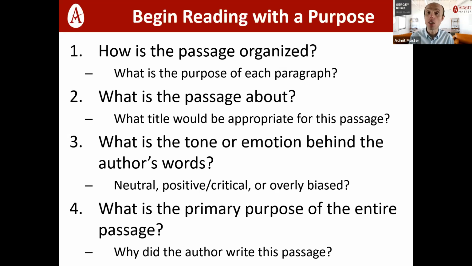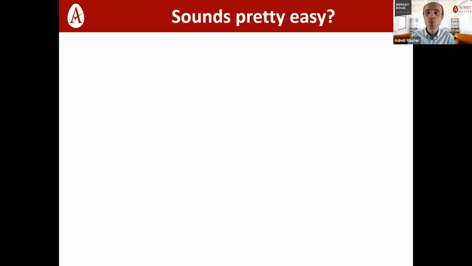That's going to help us a lot when we answer certain specific types of questions where we need to agree or disagree with the author. And finally, why exactly did the author write this? What was the reason? And it was never, by the way, to make our life miserable in the GMAT. That's not why these passages are written. They're all real passages from past exams. Sounds pretty easy, right?